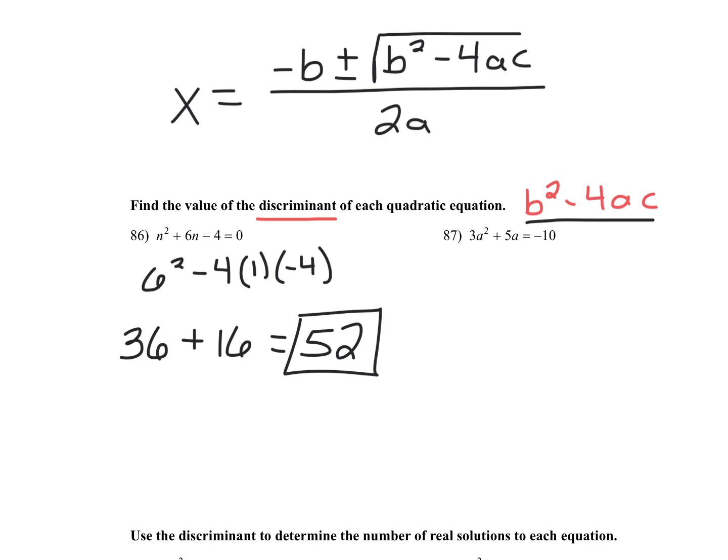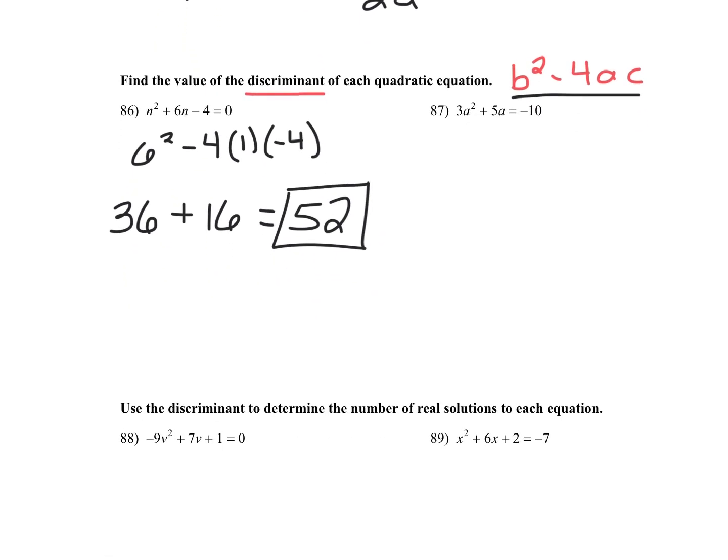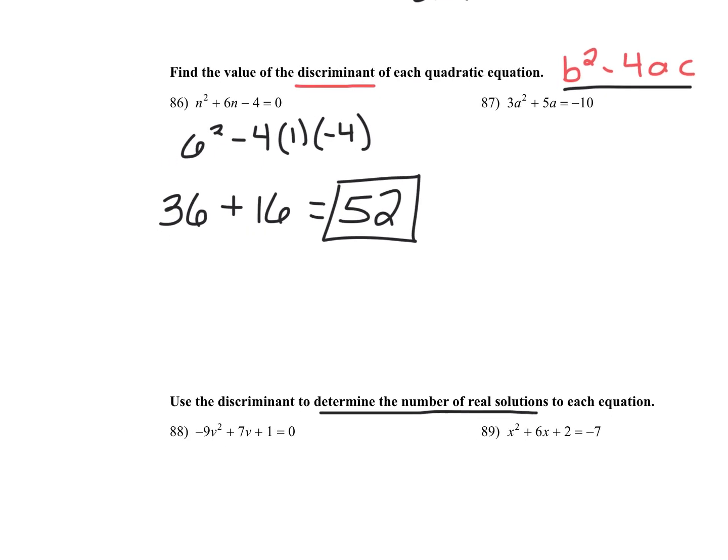So I know it doesn't say in the directions specifically on 86 and 87, but when you get to 88 and 89, it asks for how many solutions it's going to have. Okay, so remember there's 3 different possibilities. There's a no solution, there's 1 solution, and there's 2 solutions. Okay? Do we remember which is which?